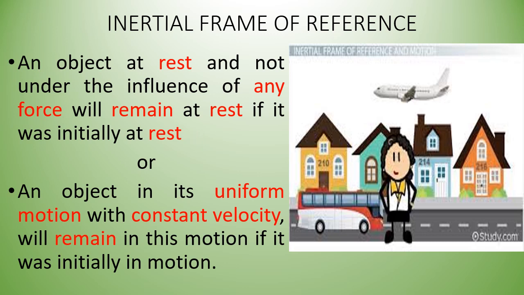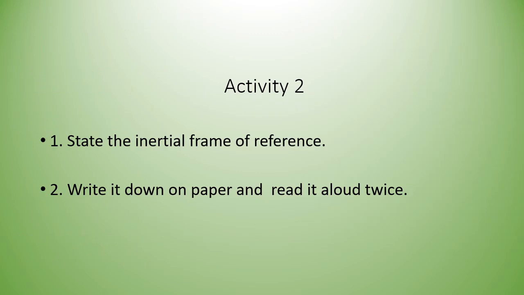So activity 2 will tell you what to do. Just repeat this activity 2 to sharpen your brain and to see that you really understand what you have been taught. If there's any question, jot it down, and then go back to the video. It will explain to you what the answers are. State the inertial frame of reference we have just finished. Write it down on paper and read it aloud twice. By writing, we are practicing, and something is getting into us.